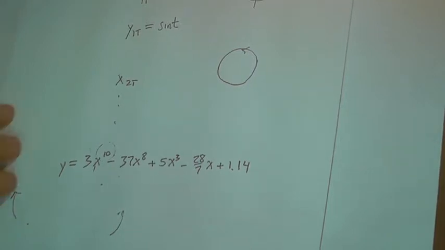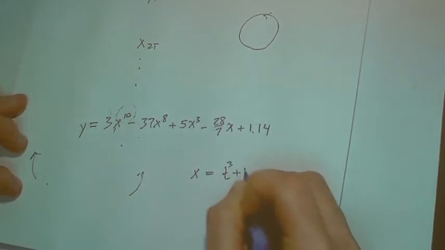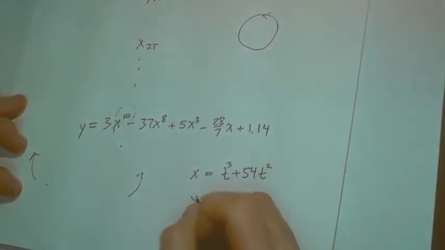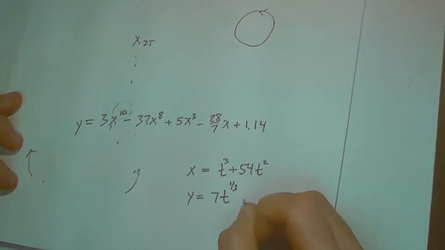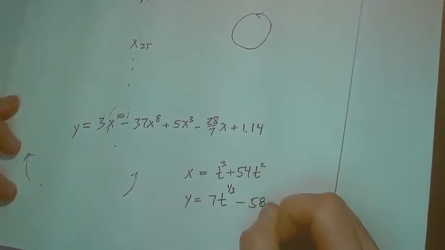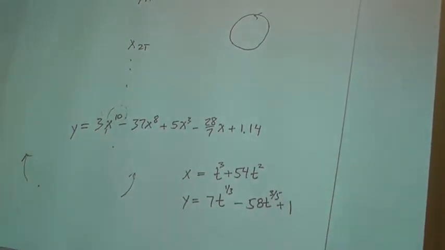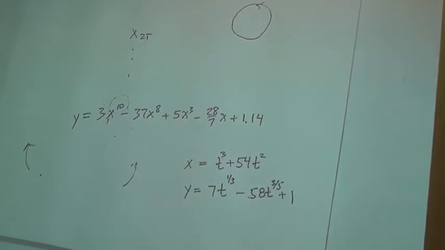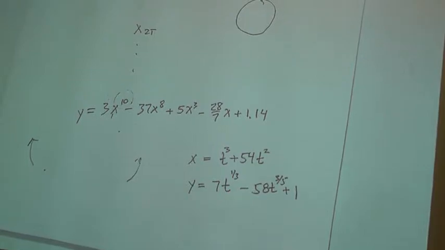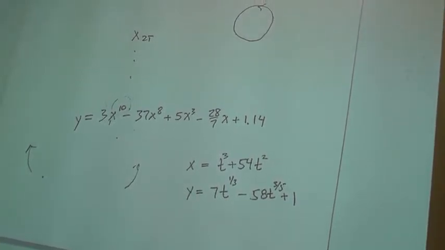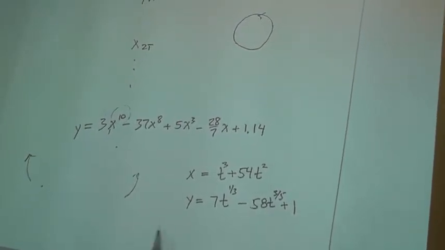All right? If I said x is t cubed plus 54t squared and y is 7t to the 1/3 minus 58t to the 3/5 plus 1, I have no idea what that shape is going to be. A calculator will give me maybe a reasonable sketch, if I'm lucky, for certain values of t. Nobody's going to expect you to do that.